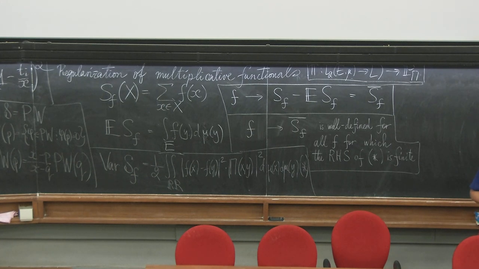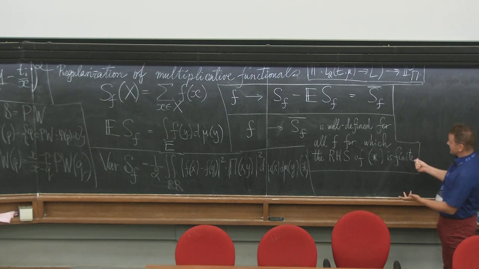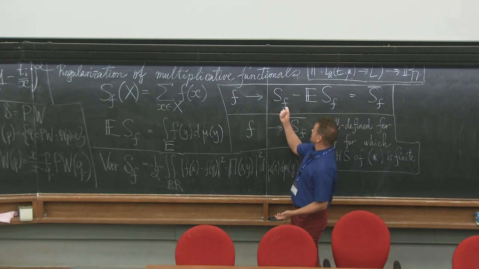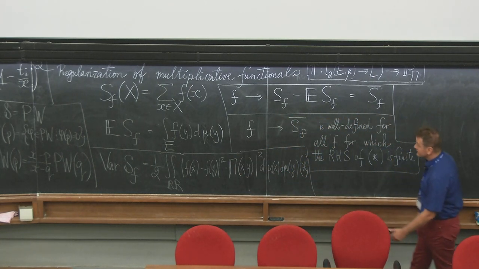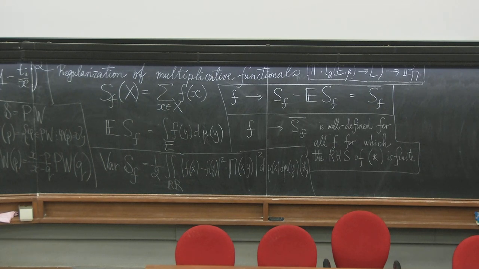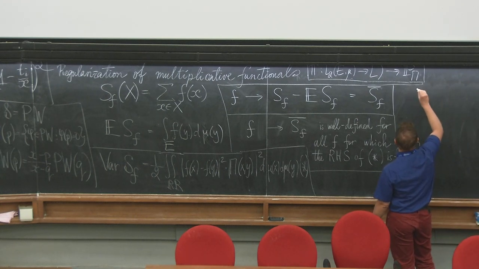But these functions may or may not be integrable. In fact, the function 1 over x is precisely an example, a case in point, where this integral is, in the strict sense, not defined, but this integral is perfectly well defined. And so precisely, one can define the regularized multiplicative functional at this point.